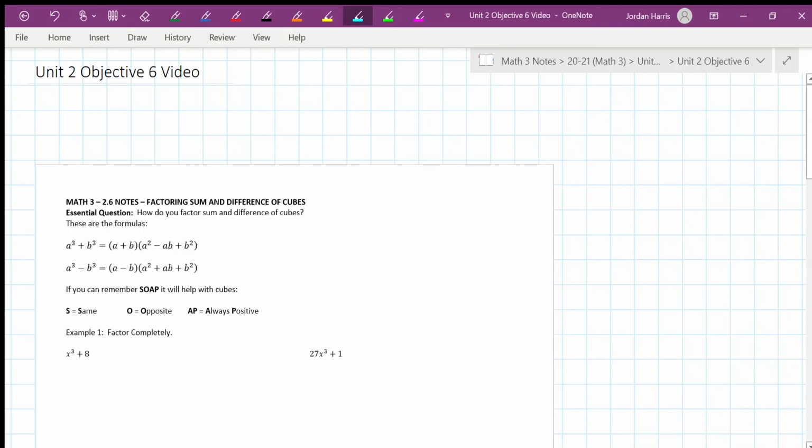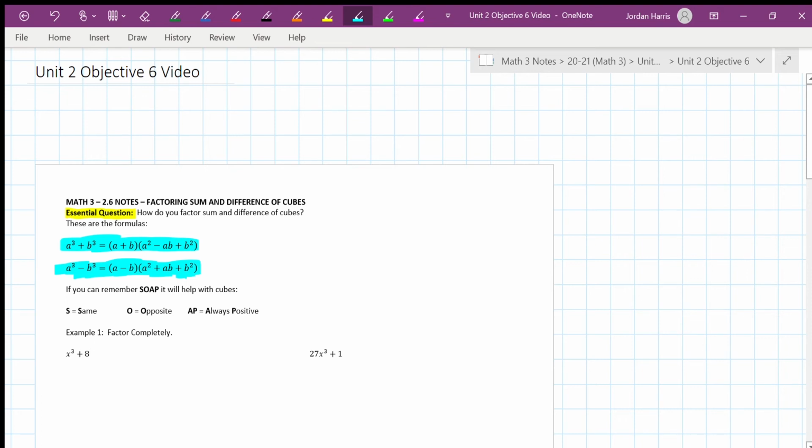This is 2.6 notes, factoring sum and difference of cubes. Your essential question is, how do you factor sum and difference of cubes? So we have two new formulas, but they're really one type of factoring. It's the sum and difference of cubes combined, because you can see these formulas look very similar, and we'll talk about how you can remember them in just a sec.